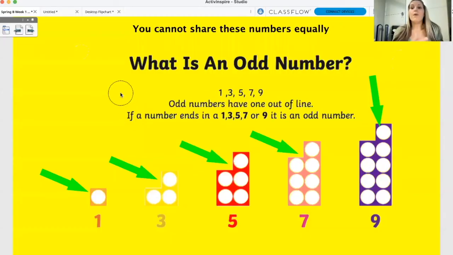Year 2, Miss Vaughan here to show you your maths for today. And today's maths, we are reasoning again. Okay, so not just finding out an answer, knowing why an answer is what it is.